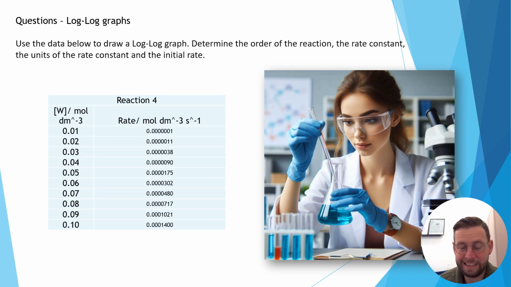And indeed, here is an opportunity for you to try it out. So we've got the concentration of W there, and we've got the rate at which the reaction was taking place. And what you need to do is take the log to the base 10 of all of those concentrations, log to the base 10 of all those rates, plot the log of the concentration on the x-axis against the log of the rate on the y-axis. It should be a straight line. And with that straight line, the gradient is going to represent the order of the reaction. And remember that 10 to the power of the intercept is going to give you the rate constant. So have a go. Can you work it out?